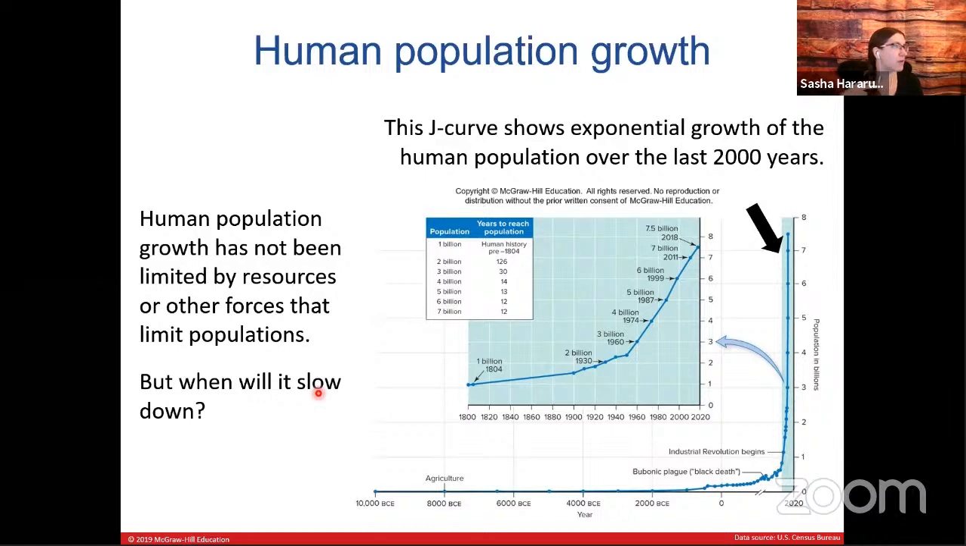Okay, I see a comment from William. With the exception of natural disasters, we also control most of the density independent factors that would negatively affect us, right? What kind of density independent factors do you have in mind, William?